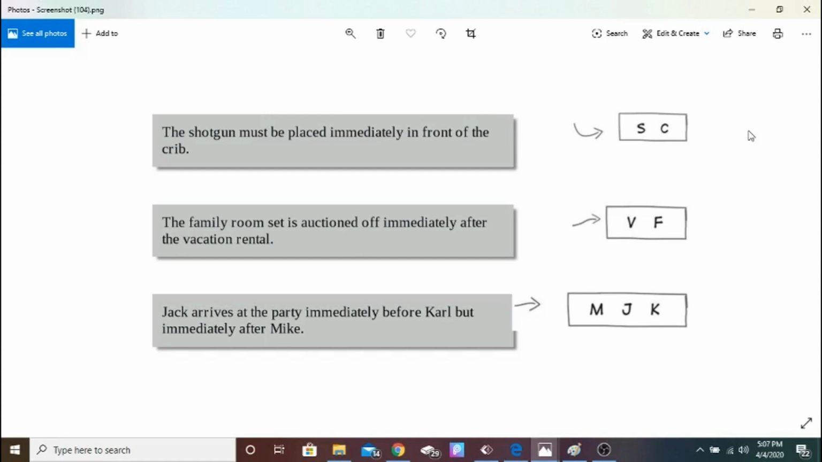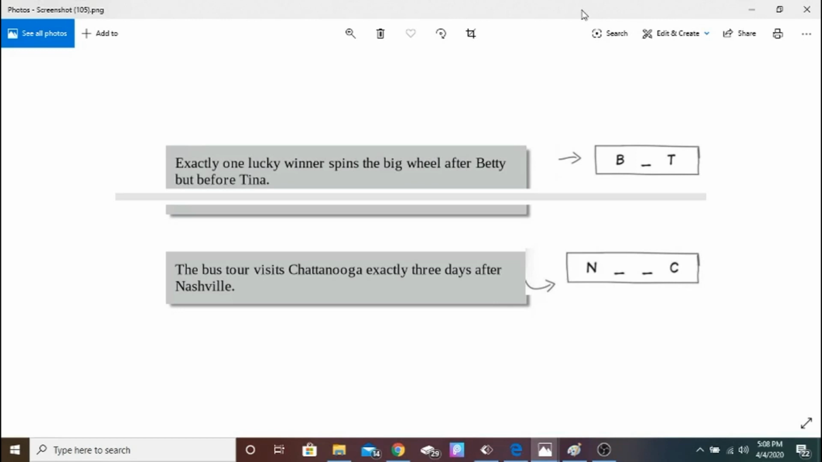Occasionally, blocks will leave empty spaces between players as well. For example, exactly 1 winner spins after Betty but before Tina. The bus tour visits Chat exactly 3 days after Nashville. Although the diagram seems like a mistake, you have to be very careful with the wording that introduces blocks. The last block does represent that Chat is visited 3 days after Nashville. However, this is synonymous with the rule stating that there are 2 cities between Chat and Nashville. So 3 days after equals 2 days between.